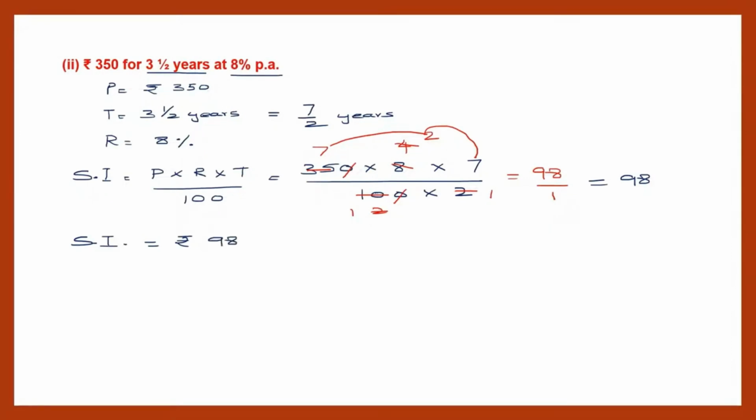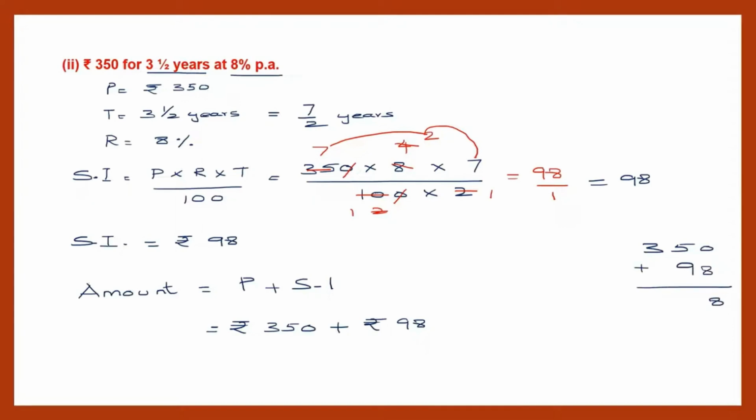Now we are also asked to find the amount, isn't it? So the amount will be principal plus the simple interest. So principal given to us in the question is 350 rupees, and the simple interest that we just found out is 98 rupees. So we just have to add up these two, 350 and 98. So let's add this up. This is 8. 5 plus 9 is 14. Carry 1. 3 plus 1 is 4. So this is 448 rupees. So we have found the simple interest, and that is 98 rupees, and we have found the amount. The amount is 448 rupees.